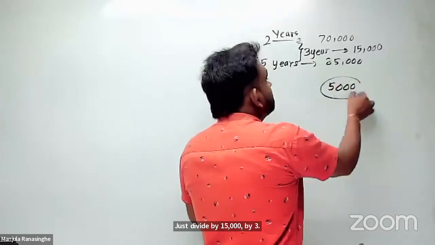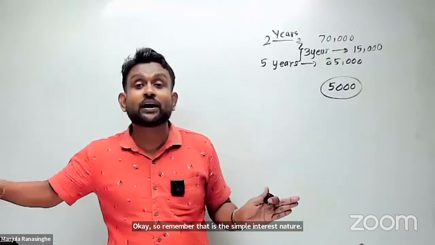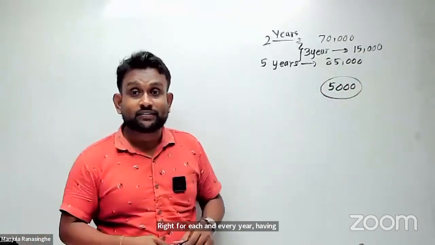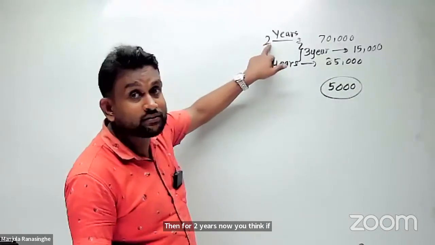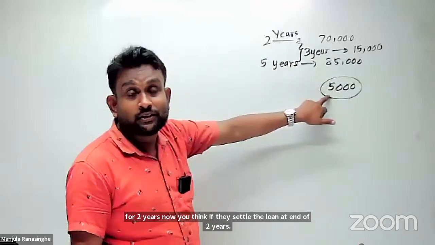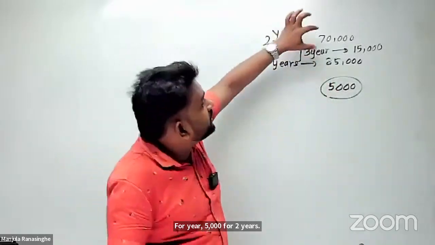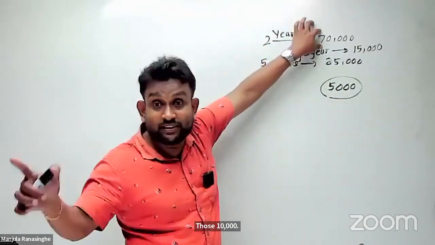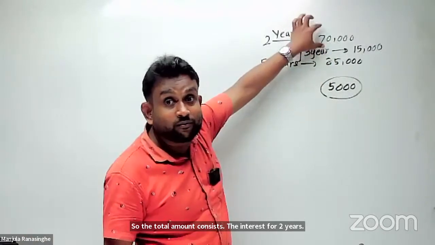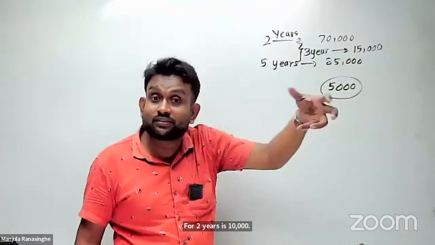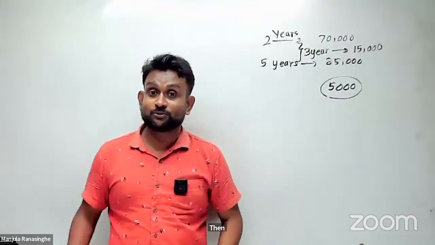Okay, remember, that is the simple interest nature: each and every year having 5,000, not changing. Now think, if they settle the loan at the end of 2 years, what would be the interest charge? For a year 5,000, for 2 years it is 10,000. The total amount consists of the loan plus the interest for 2 years. So the interest for 2 years is 10,000. Then from 70,000 subtract the interest 10,000. That balance is the loan. That's how we got 60,000.